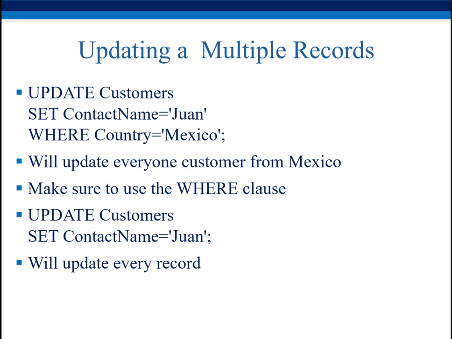Updating multiple records. I see a nice typo there, which I will fix. So update customers, set contact name, where country equals Mexico. So everybody that is from Mexico, the contact name is now going to be Juan. So again, it will update every customer from Mexico, and be very careful to use the where clause.